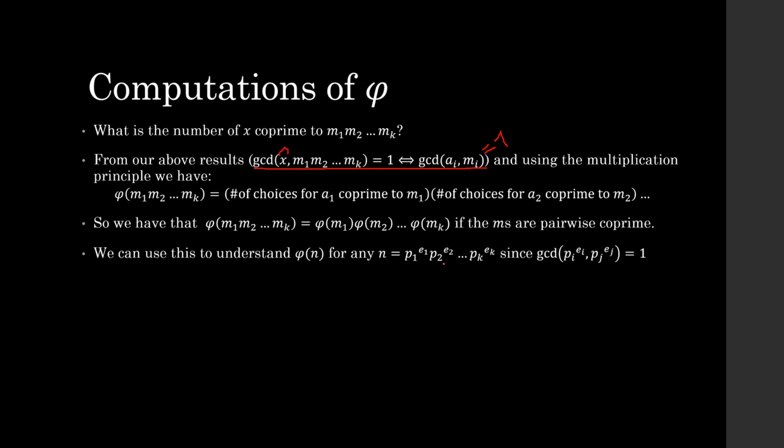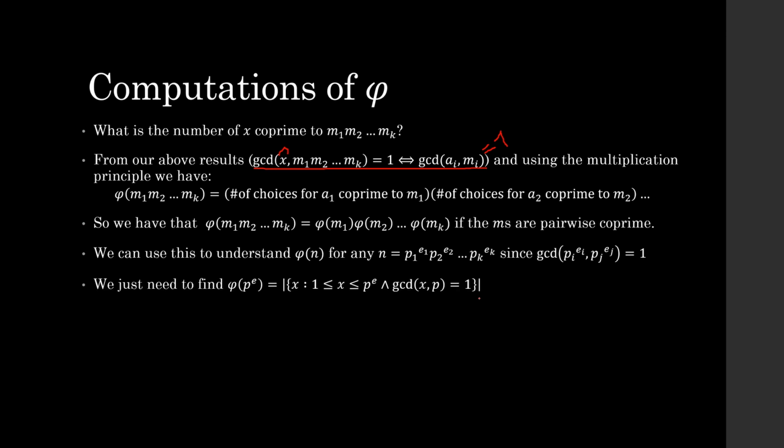Okay, so how does this help us actually understand it for any n, right? Because here we need these guys to be coprime. Well, note that by the fundamental theorem of arithmetic, we have n is equal to p1 to the e1 times p2 to the e2 all the way to pk to the ek, where all these p's are primes. And this is going to help us because the greatest common divisor of pi to the ei with pj to the ej is going to be 1 for all i not equal to j, because primes are obviously coprime to each other. Well, these are prime powers, but this also still applies because the only factors they have are primes anyways.